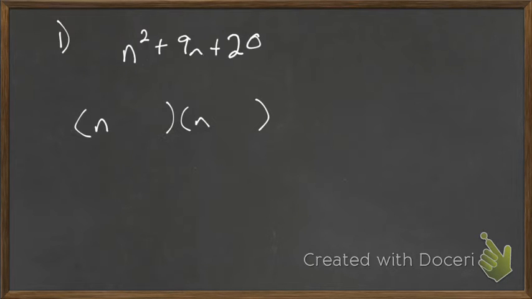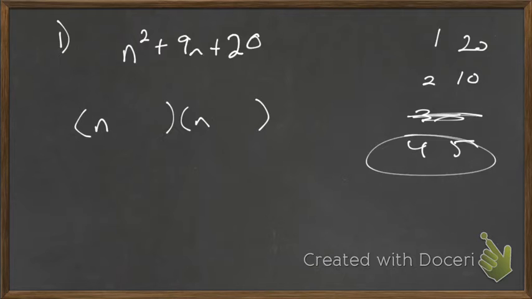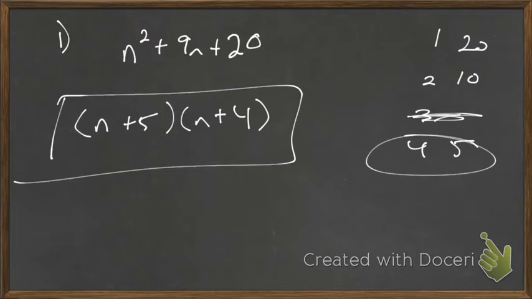Now, I need to multiply to get 20, but add to get 9. So I start rolling through factors of 20. 1 and 20, 2 and 10, 3 nothing, 4 and 5. Ooh, that looks nice. Okay, plus 5, plus 4. There's my binomial factored from my trinomial.